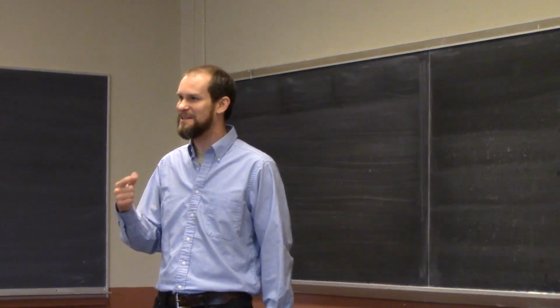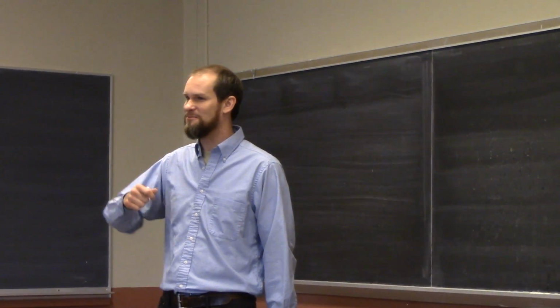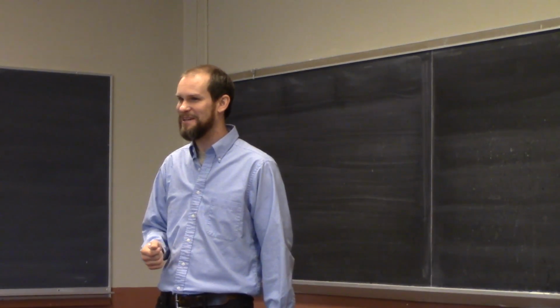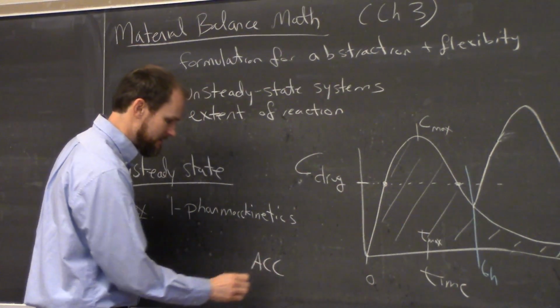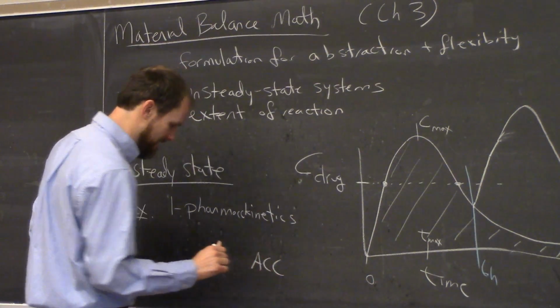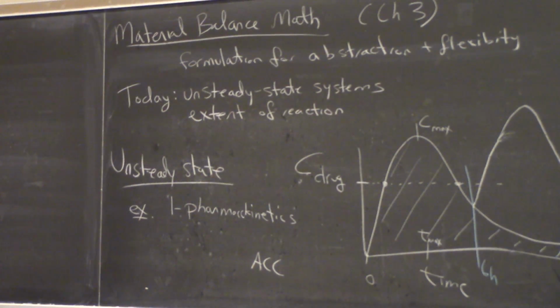What's the key term I'm going to have to look at in my material balance to get unsteady state? Like one we always cross off when we have steady state? Accumulation, right? So the accumulation is going to be key here. We'll get to the math momentarily.